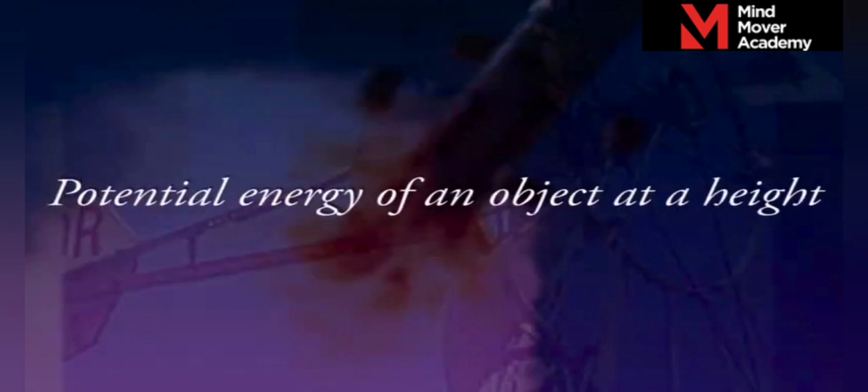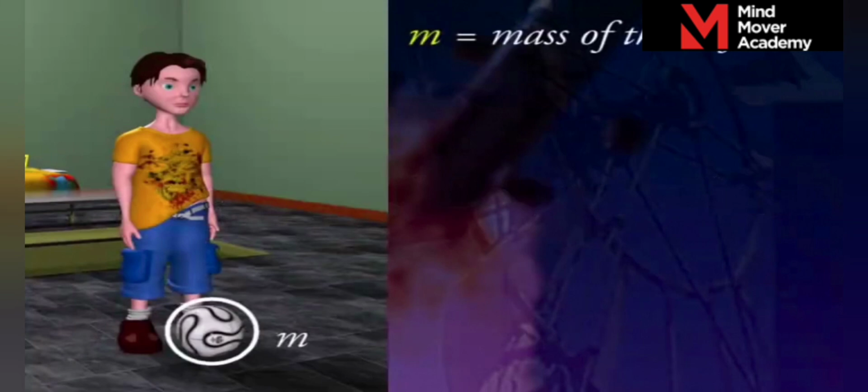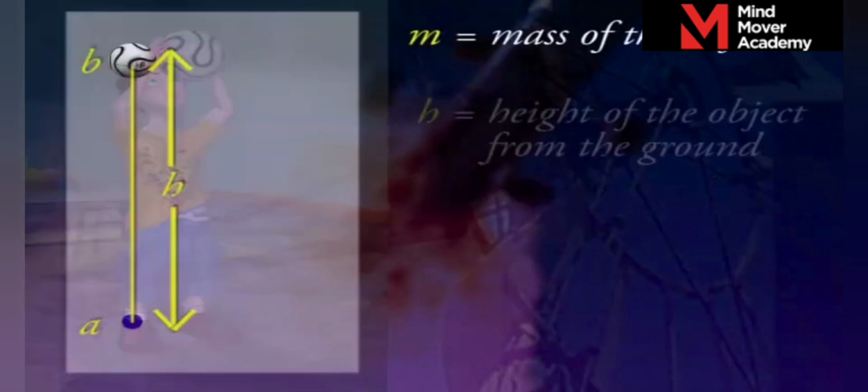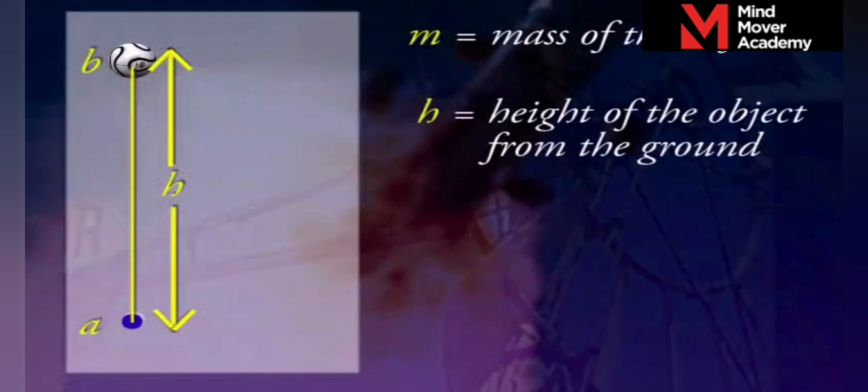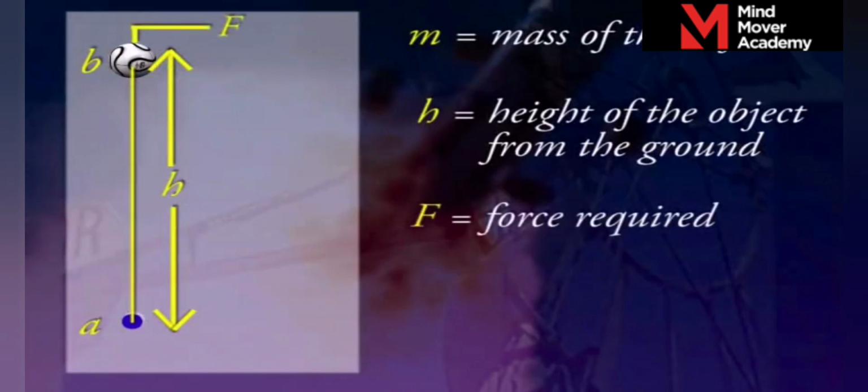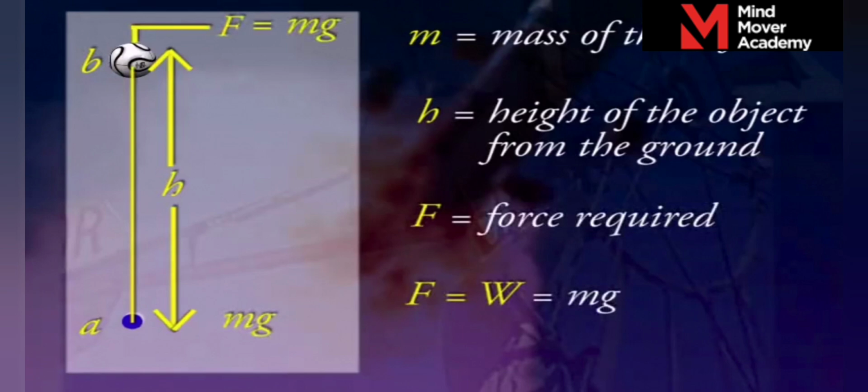Potential energy of an object at a height. Consider an object of mass m. Let it be raised through a height h from the ground. A force is required to do this. The minimum force required to raise the object is equal to the weight of the object.